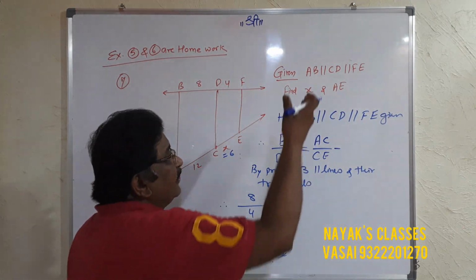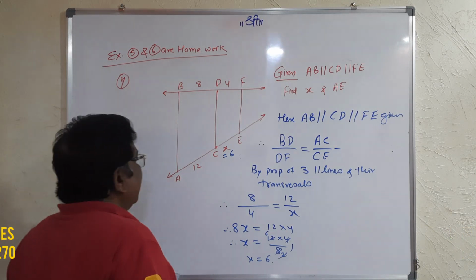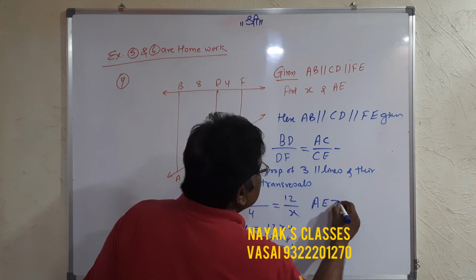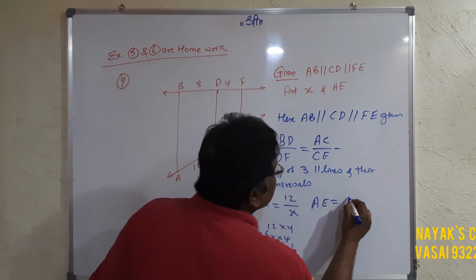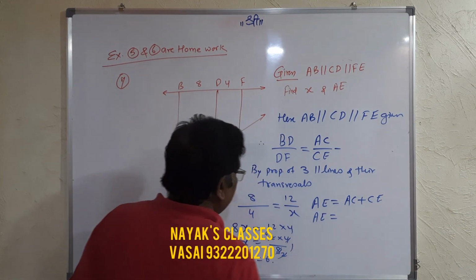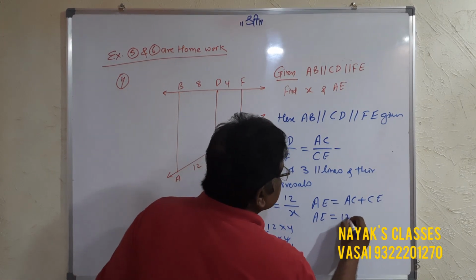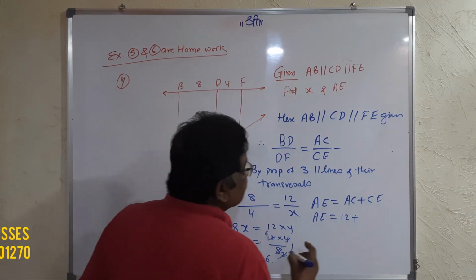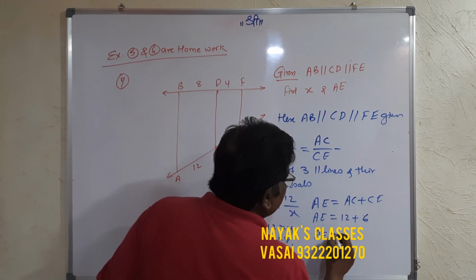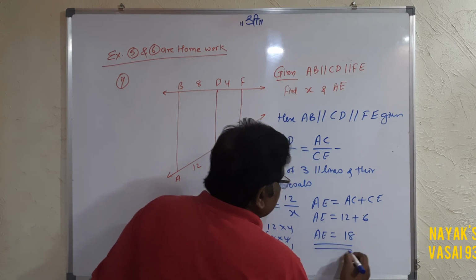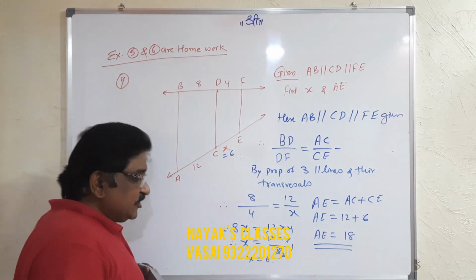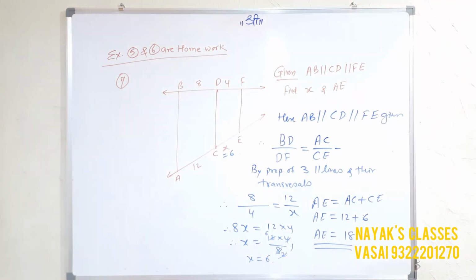And now finally they have asked us AE. By the segment addition property, AE is equal to AC plus CE. So AE is equal to, what is AC? 12, plus CE, we just got it as X, that is 6. So AE is equal to 18. This much simple examples will come for mental maths. Very easily you can do these things.